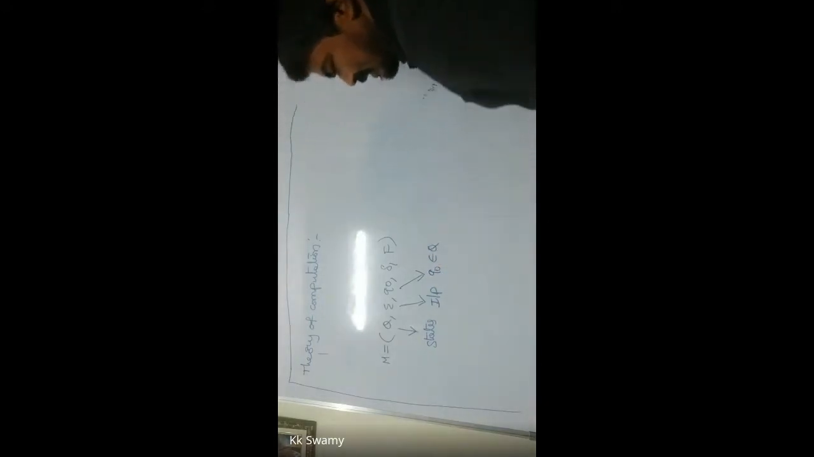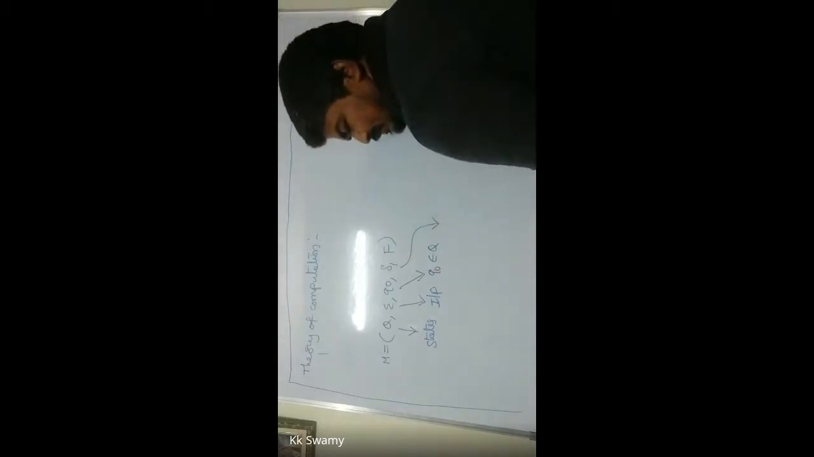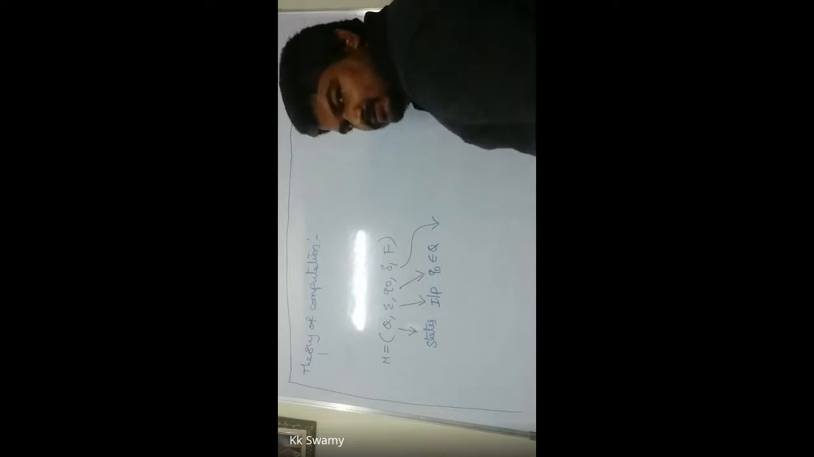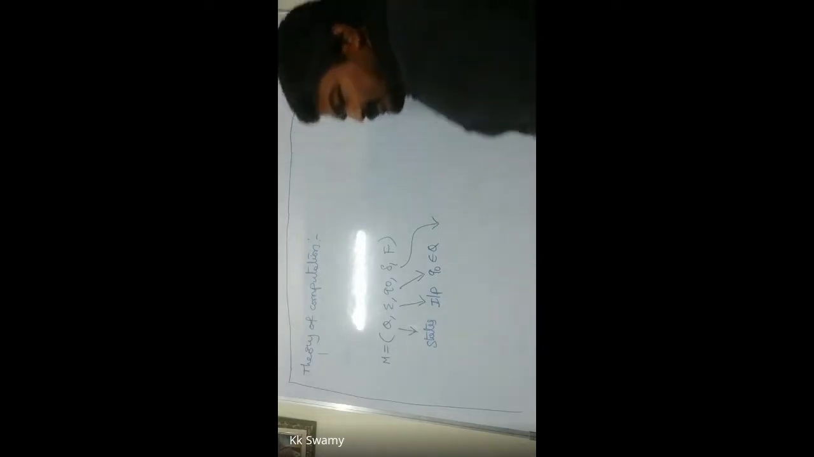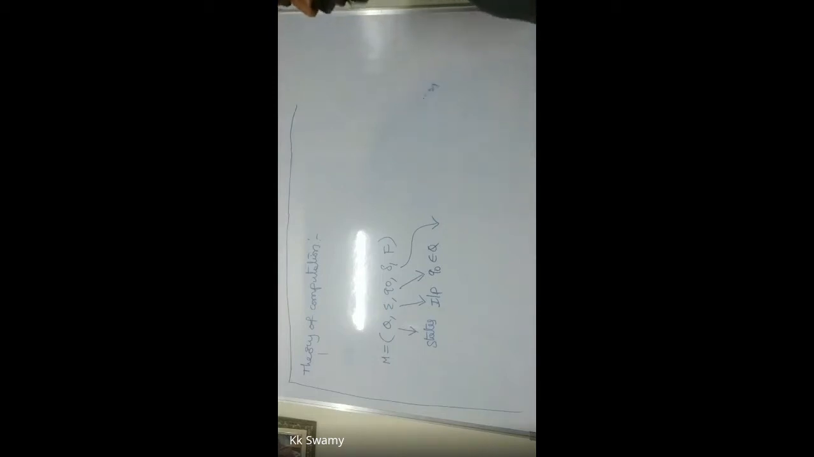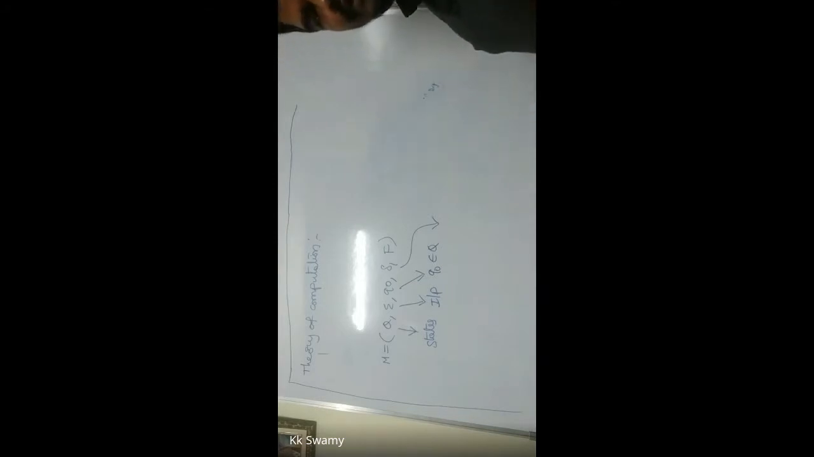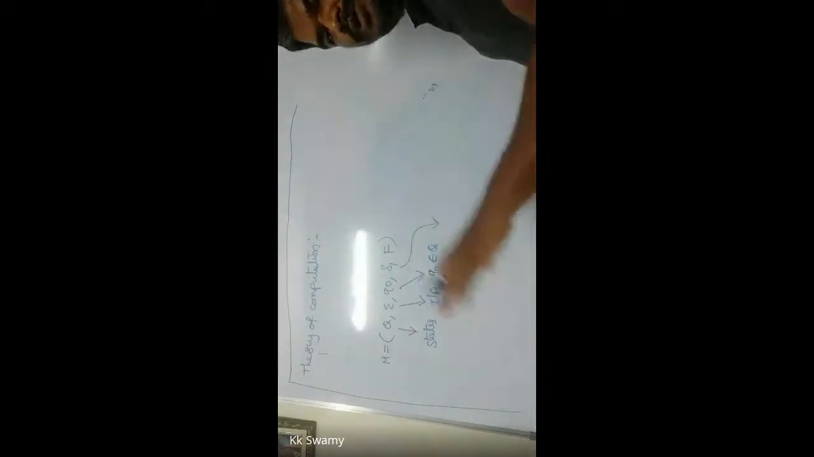And next one is the transition function or mapping function, represented by delta. The transition function is how to move from one state to another state. If you are in some specific state and you read some input symbol, then only can we go to the next state.